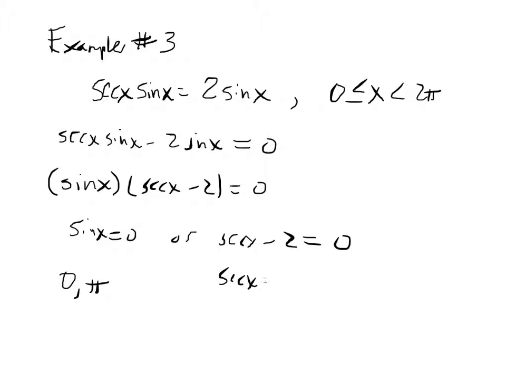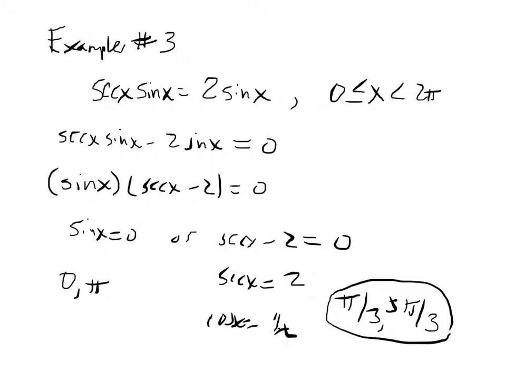Where does secant equal 2? Well, secant x equals 2. That would mean cosine x equals 1/2. Where does cosine x equal 1/2? That would be at pi over 3 and 5 pi over 3. So I've got my 4 solutions.